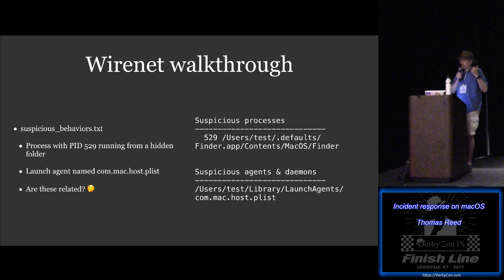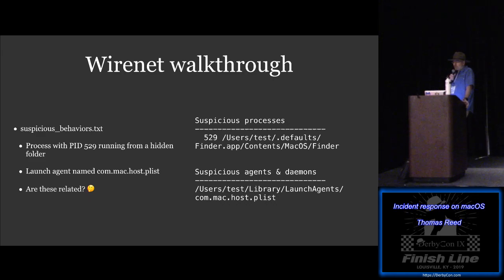So on my system, I infected with WireNet. The first place I typically will go to look is suspicious behaviors, because if there's something in there, it's really interesting to look at. Sometimes it's not necessarily malicious, like Zoom stuff, but very often you're going to find malicious stuff in there. In this example, we see a suspicious process running out of a hidden folder named .defaults. That dot at the beginning on macOS means the folder is hidden from the user. And we can see that process is running with a process ID of 529.